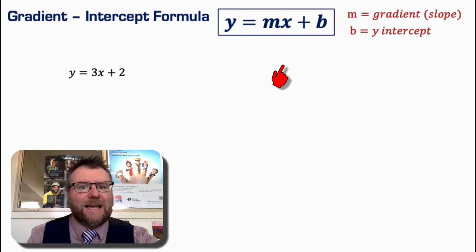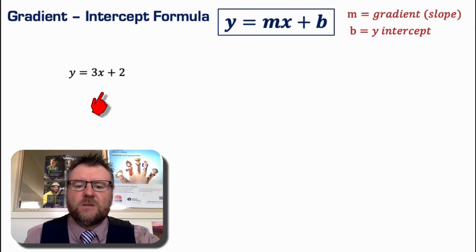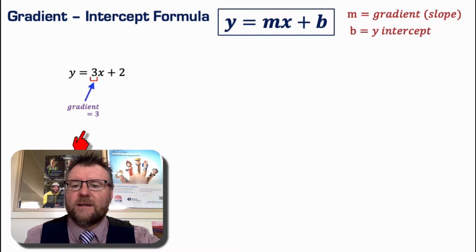So let's have a look at an example. y equals 3x plus 2. I can see the number here in front of the x, the coefficient, is 3. So it has a gradient of 3. I can say it has a slope of 3.